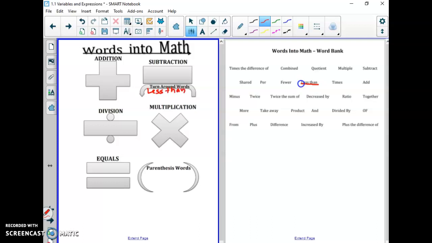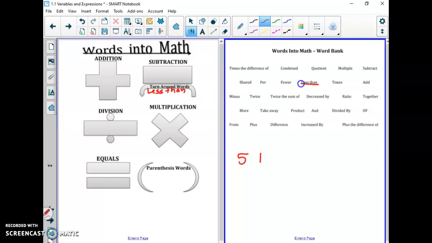Less than is a turnaround word. Because if I have 5 less than 10, and when I do that as math, it's actually 10 minus 5 when I write it out. Okay, because less than is a turnaround word, it makes it reverse the order.